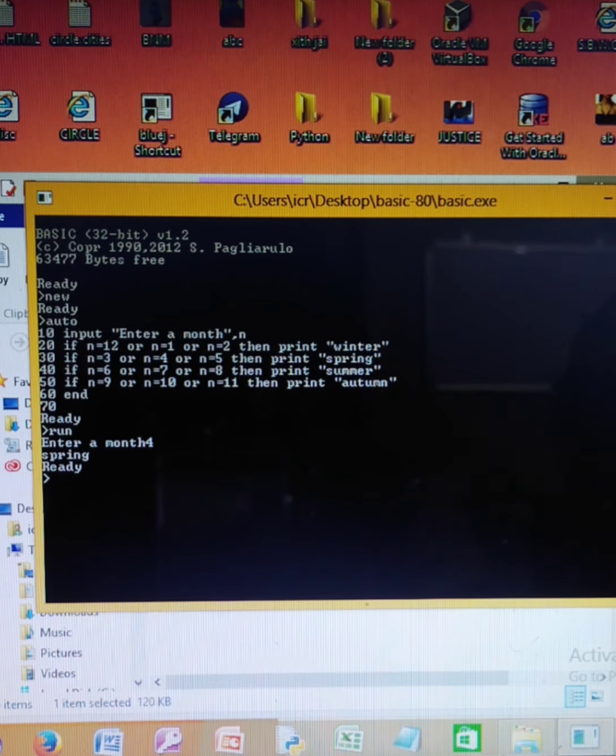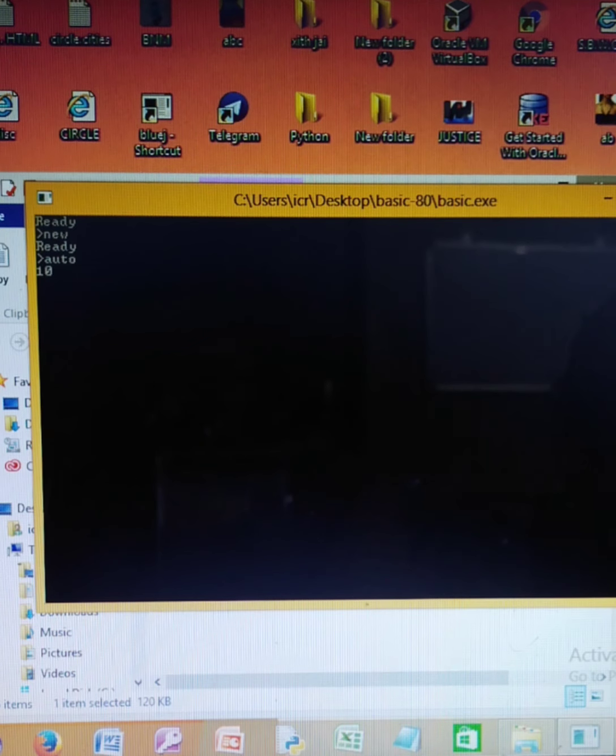Right? And suppose a question is given that we have to enter 3 sides of a triangle and check if a triangle is possible or not, then in that case what should we do? NEW, AUTO, A, B, C you can input.